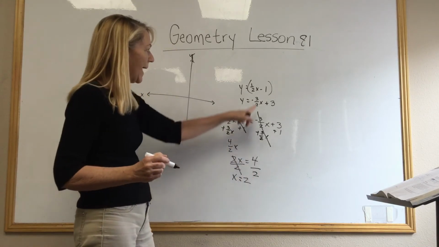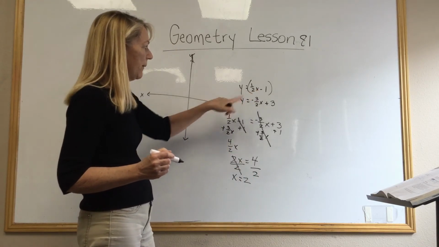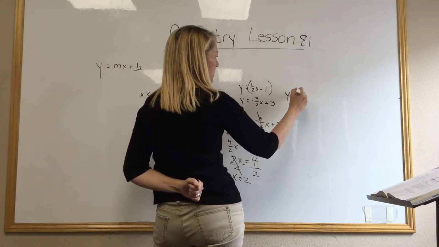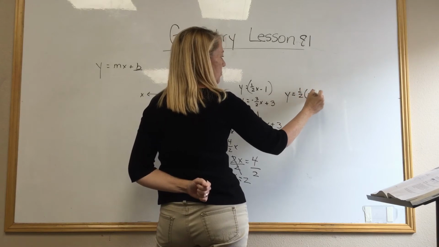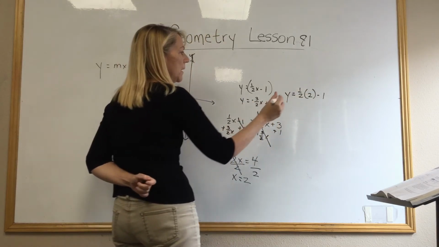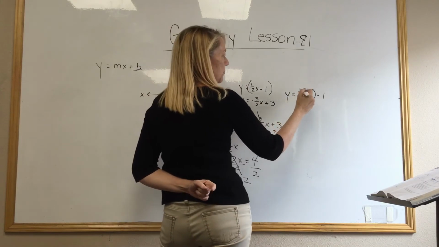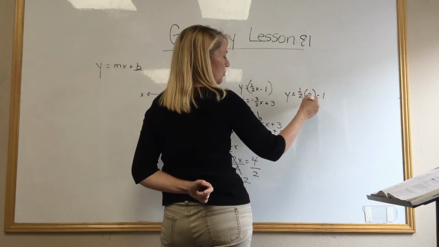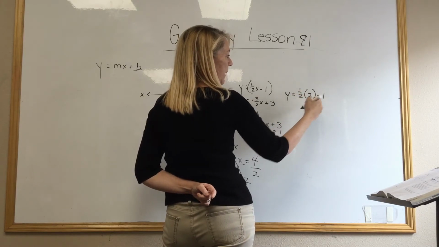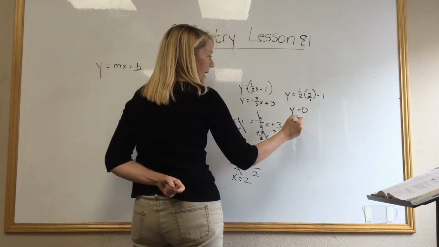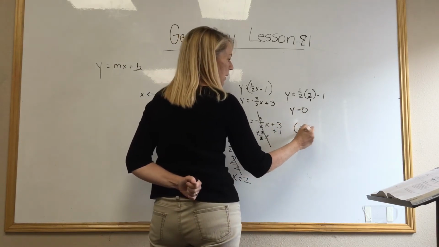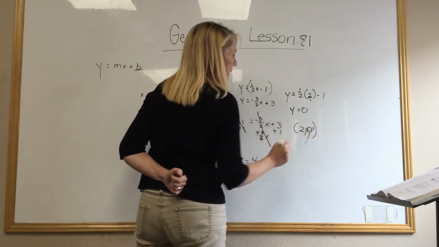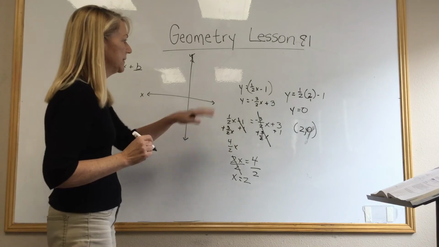So now I know what x equals. It equals 2. So now I can solve for y. So if I now put y equals 1/2 times 2 minus 1, I can figure out what y is. So I'm substituting that in now. So 1/2 times 2 over 1 is 2 over 2, which is 1. 1 minus 1 is 0. So my x is 2. My y is 0. Now we're going to graph them to see if that is accurate.